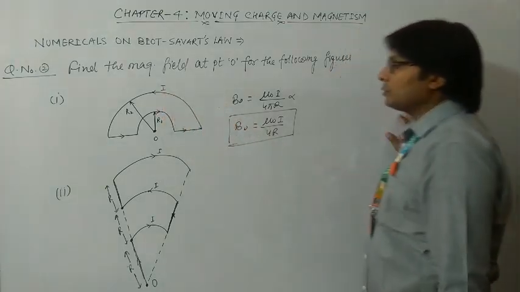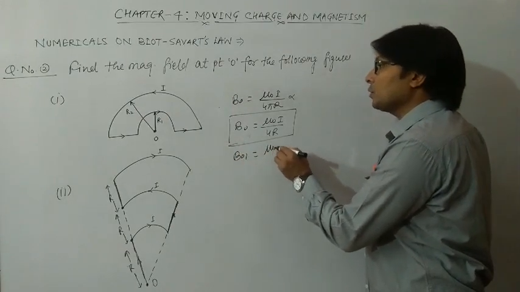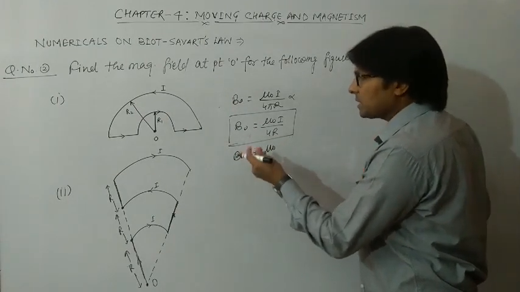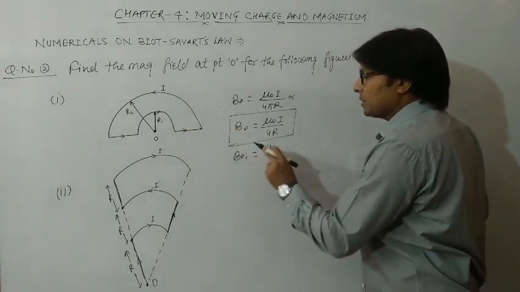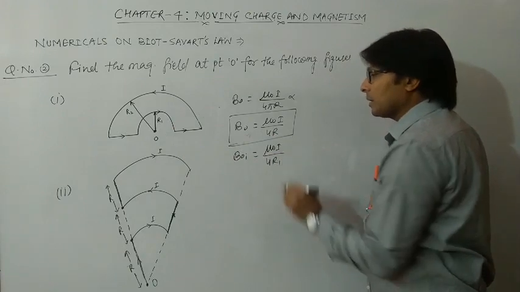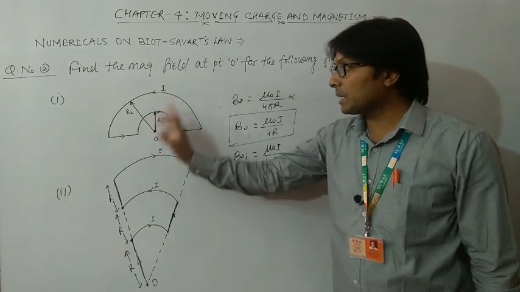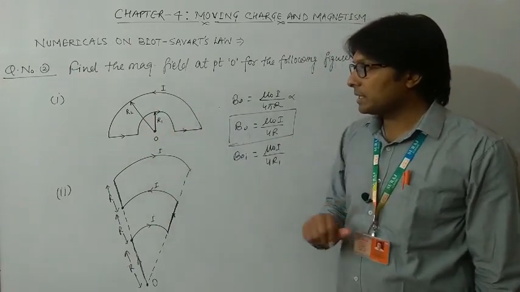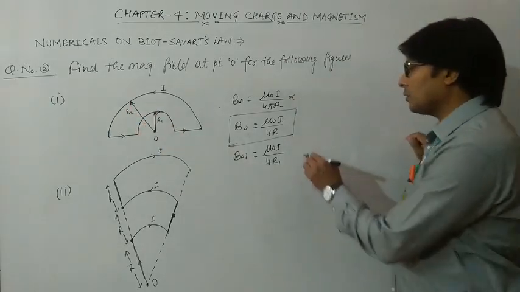So due to the inner loop, because its radius we have denoted as r1, B01 is equal to mu 0 I upon 4 r1. This is the magnetic field due to the inner loop, which is smaller than the outer loop. The direction of the magnetic field using the right hand thumb rule is perpendicularly inward.